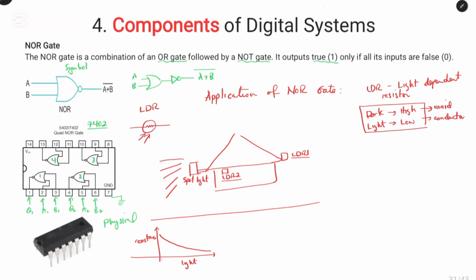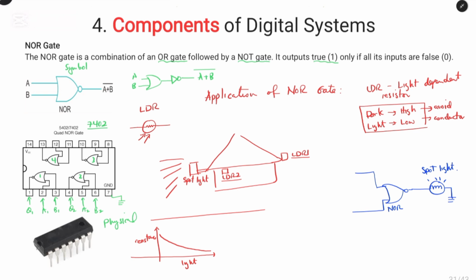And when light decreases, the resistance will increase. Now, by understanding the operation of the LDR, we can formulate the circuit. We can simply have the NOR gate, which is connected to the spotlight. This is now our spotlight. And the input, how can we design the input? It is very crucial for us to design the input of the NOR gate with respect to the input condition of the light dependent resistor.